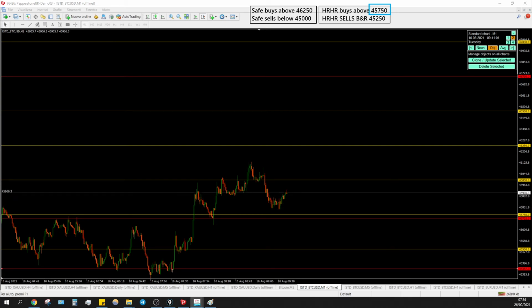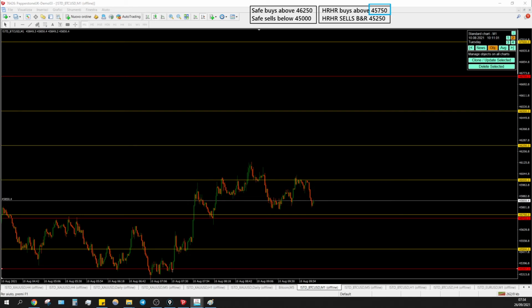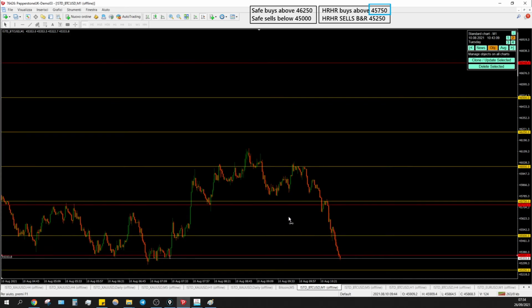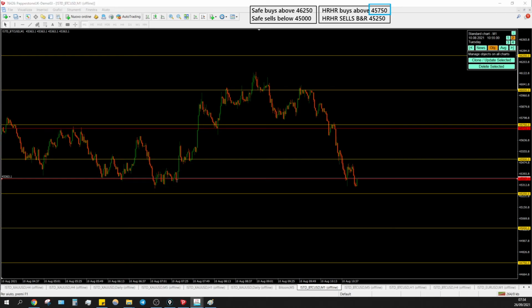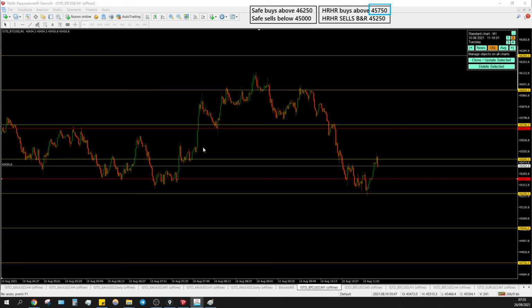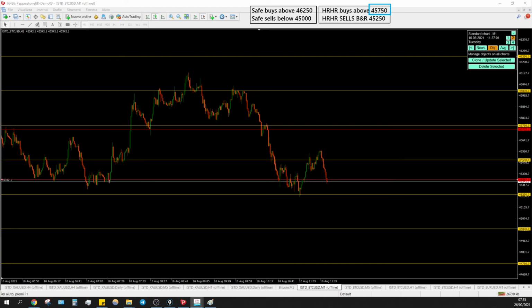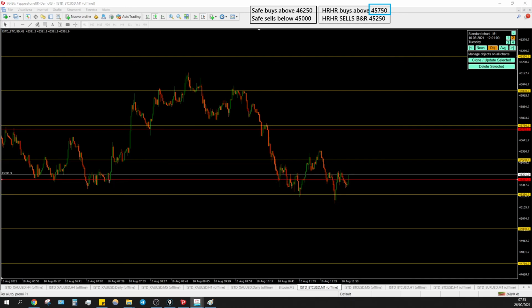Looks like, yeah, we tested. Going back, no reaction. We can retest, reaction, and just going down. As you can see here, this price level is holding strong. No sells below.